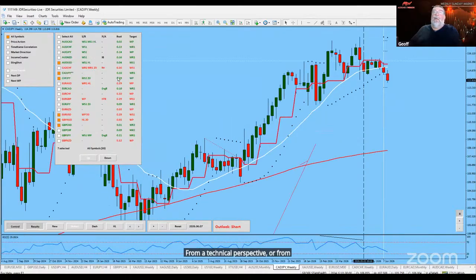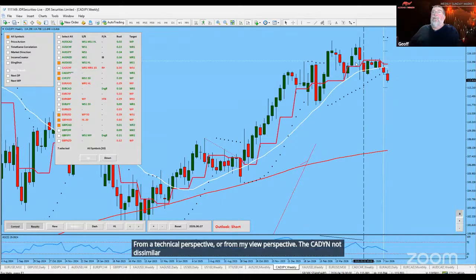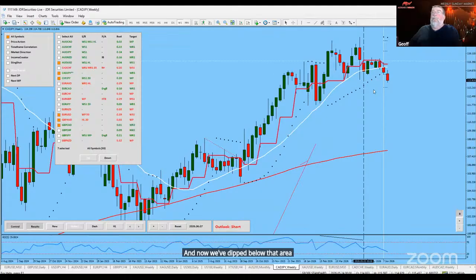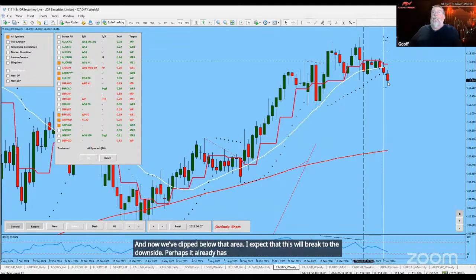The CAD yen, not dissimilar, although we haven't had a retest of this area. You can see that the pivot's been going up. This is the monthly pivot, up, up, up, up, up. Again, we've got the three amigos sitting there, so fail, fail, fail, and now we've dipped below that area. I expect that this will break to the downside. Perhaps it already has, and that does look to be a very bearish scenario to me. Perhaps looking for a pullback before we get too excited about that.